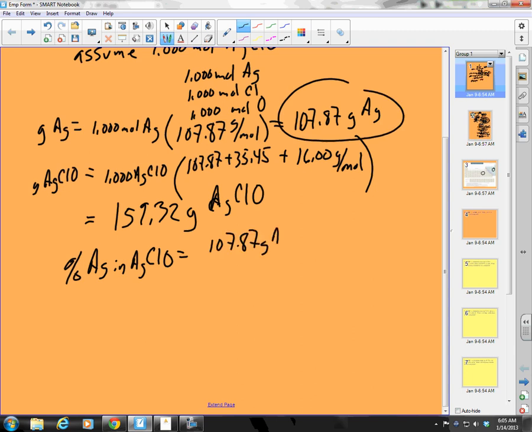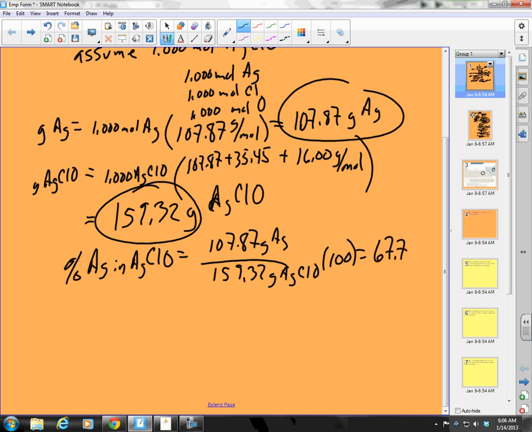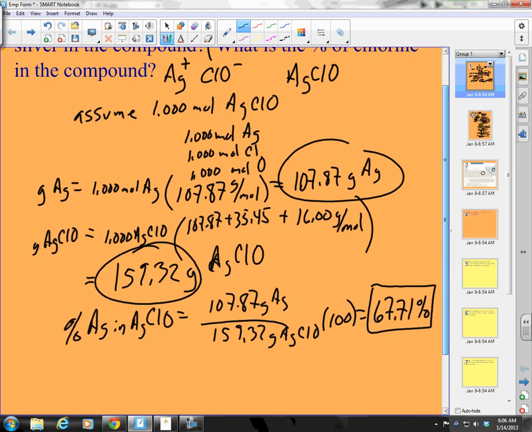107.87 grams of silver per what? 159.32 grams of silver hypochlorite times 100. And what do I get? So I take the inverse of that, times 107.87, times 100. And I get, ooh, cool, 67.71%. Good.